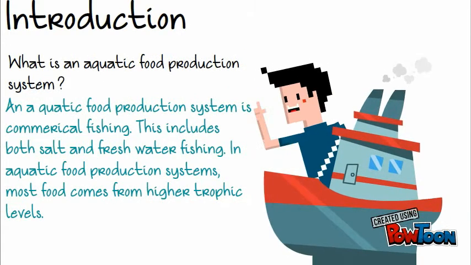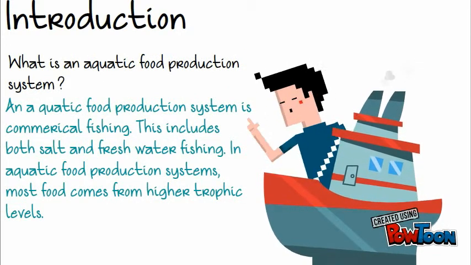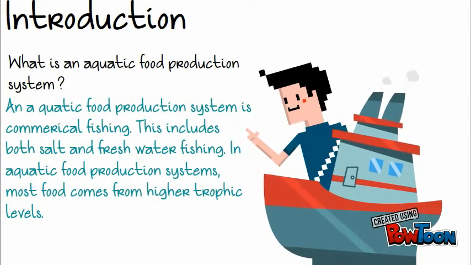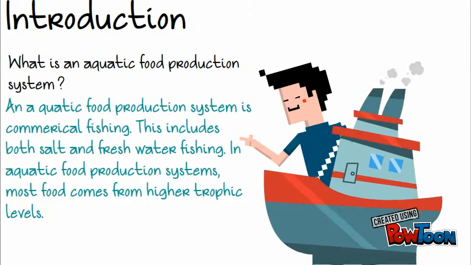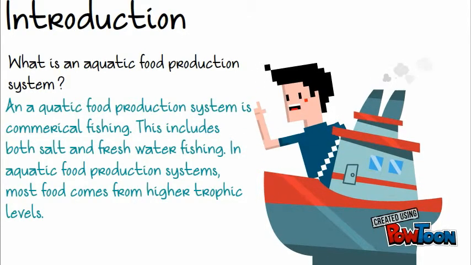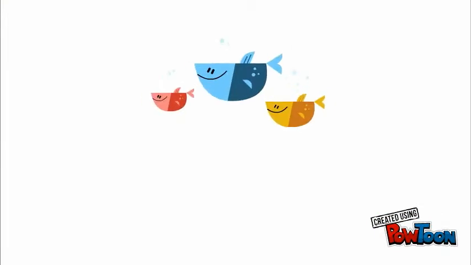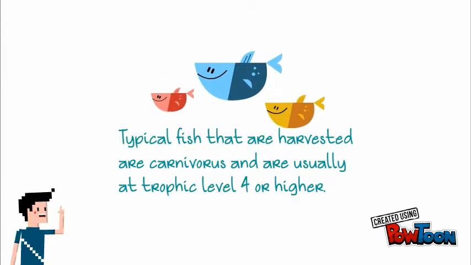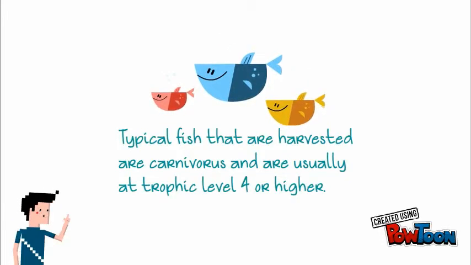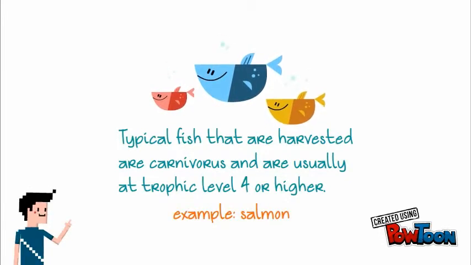We will now discuss aquatic food production systems. An aquatic food production system is in commercial fishing. This includes both salt and freshwater fishing. In aquatic food production systems, most food comes from higher trophic levels. Typical fish that are harvested are carnivorous and are usually at higher trophic levels, such as 4. Examples are salmon.